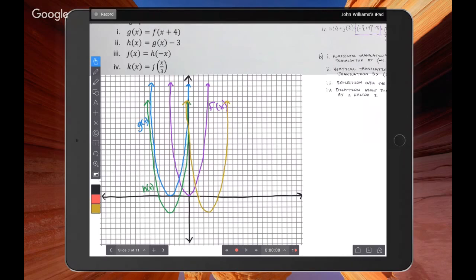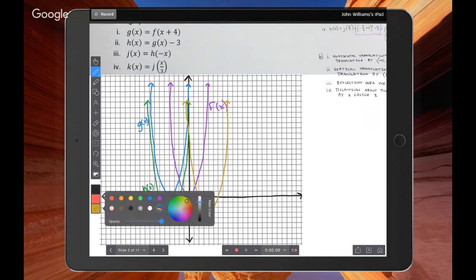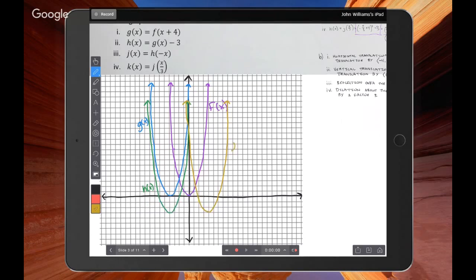Ooh, I can't just copy and paste on this one. So that was j of x. And now every single spot and move it 3 times. Oh, I flipped over the y-axis. Thank you.